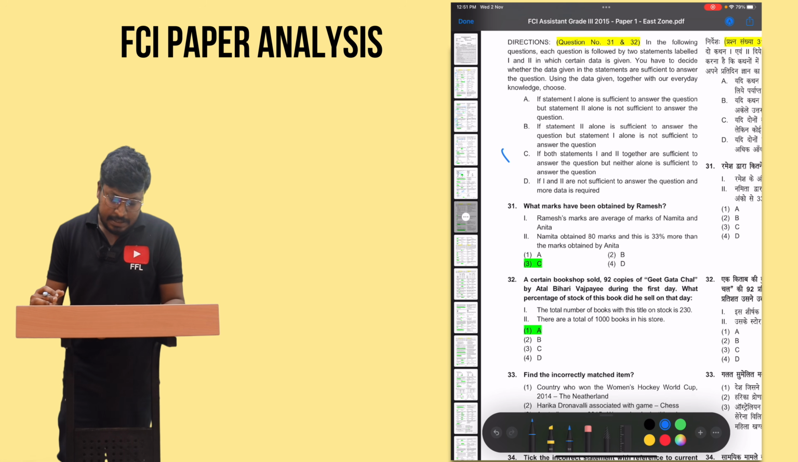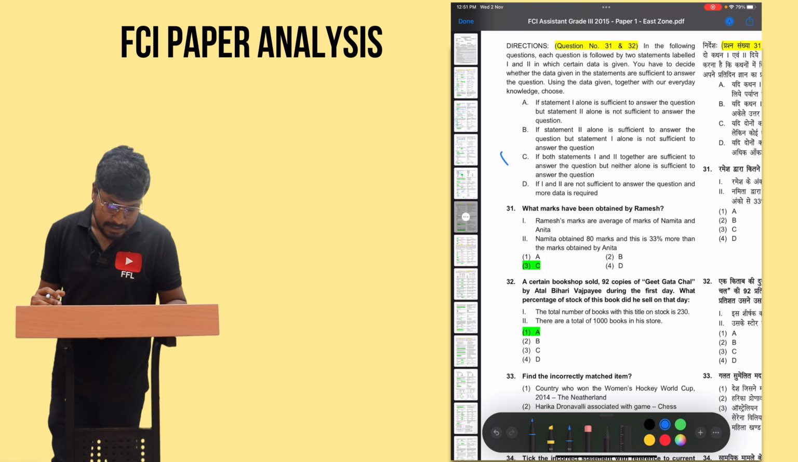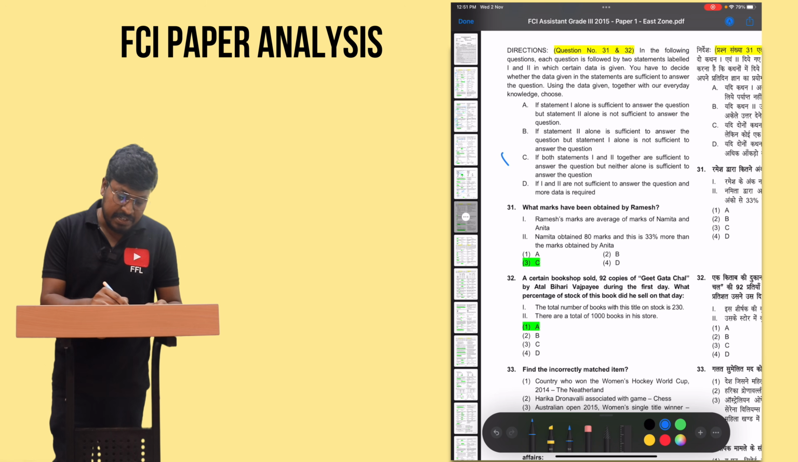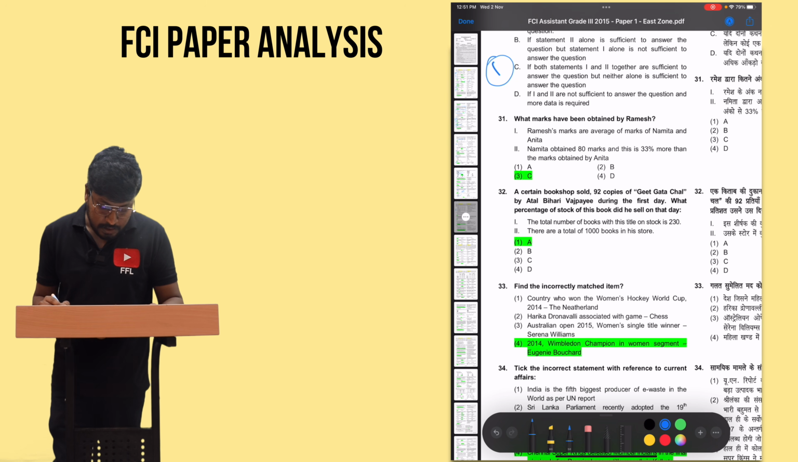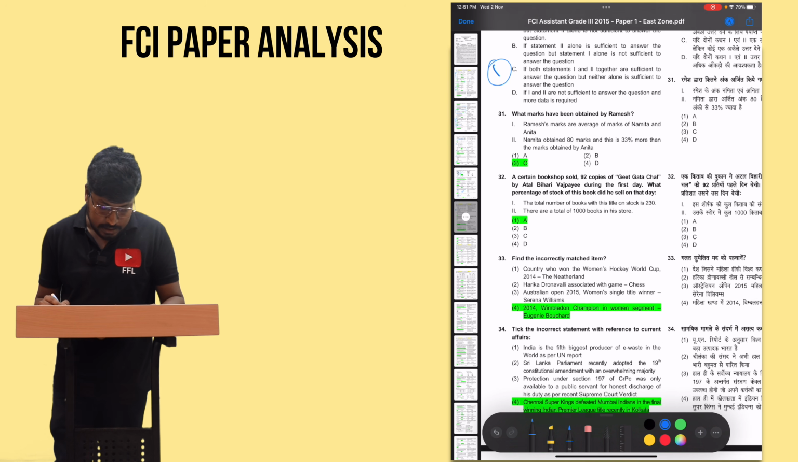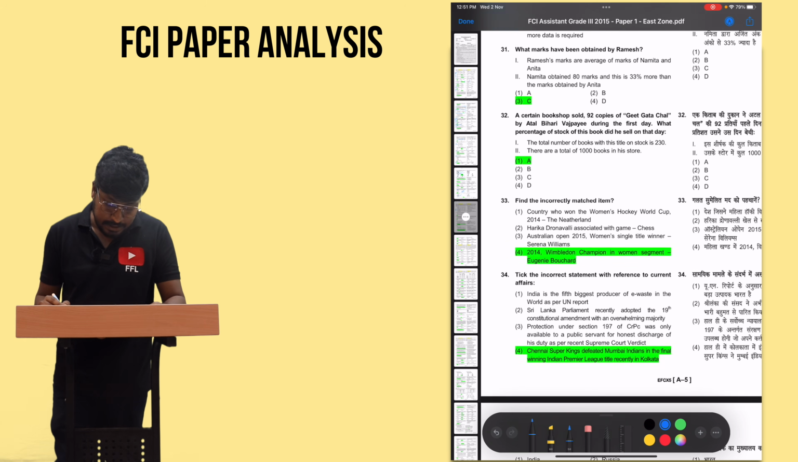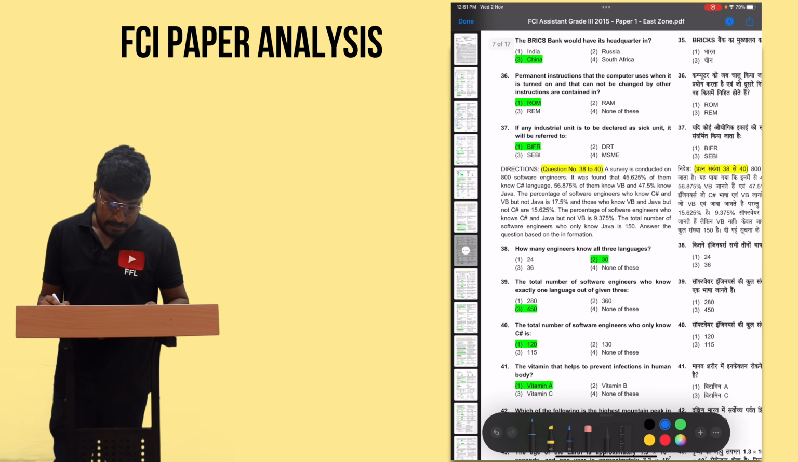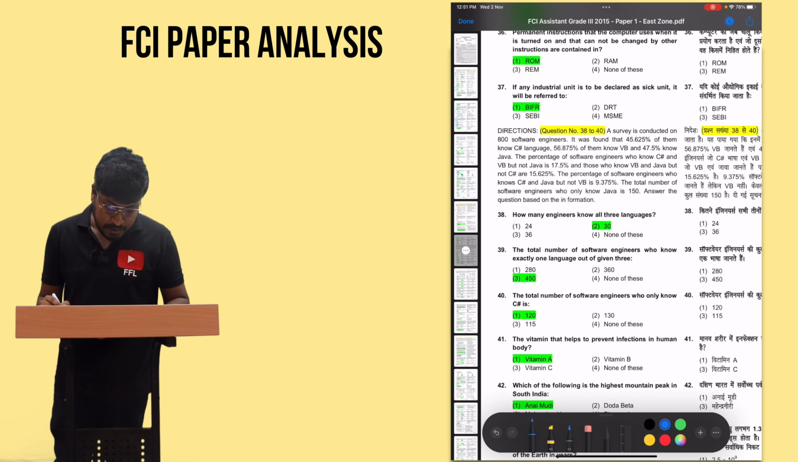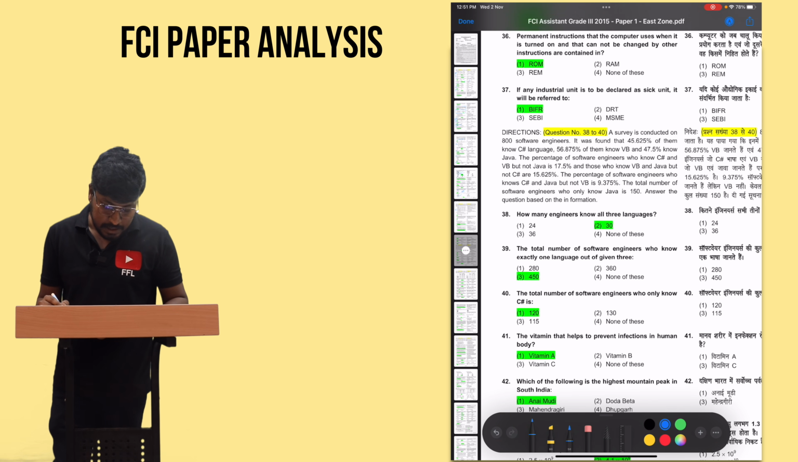So here statement and conclusion. Only one question was asked on statement and conclusion, right? Certain bookshop during book stocks, again two questions were asked, and then these are current affairs questions, two questions on current affairs, headquarters and so on. See, 800 software engineers, it was C language and VB language.